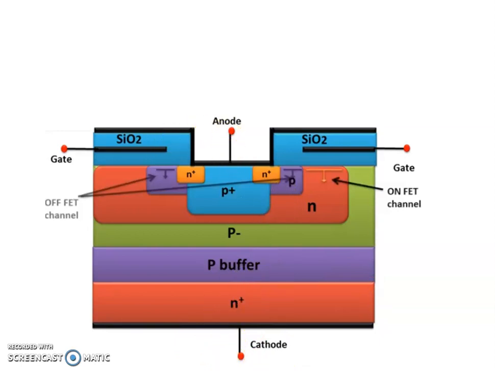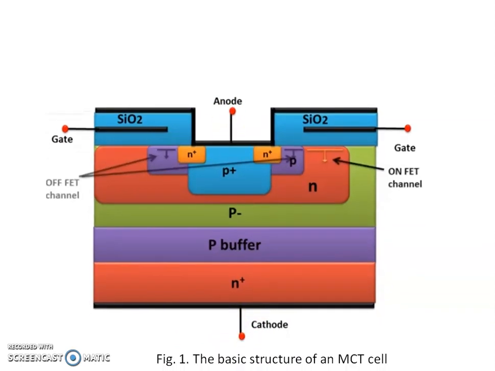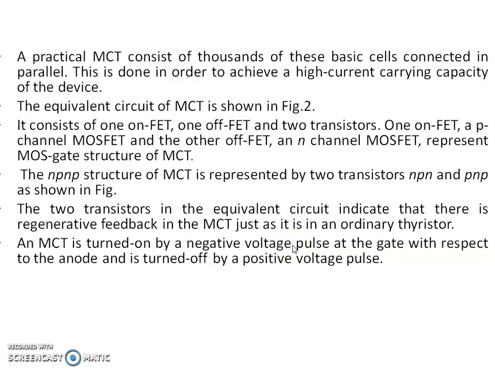This is the basic structure of an MCT cell, and you can see here this portion we call the on-FET channel, and these two portions in purple color we call the off-FET channel. A practical MCT consists of thousands of these basic cells connected in parallel. This is done in order to achieve higher current capability of the device.